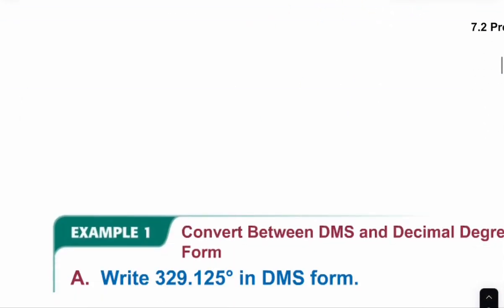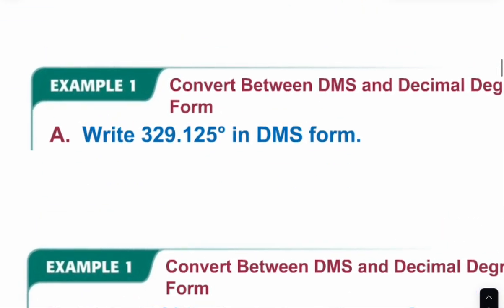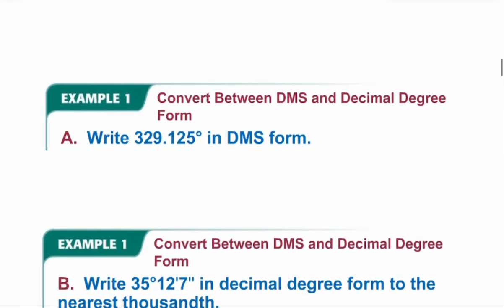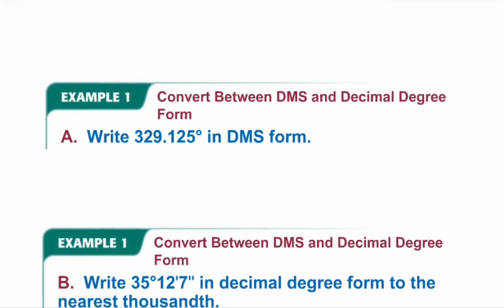So let's look at an example. If we have 329.125 degrees, and we want to put it in degrees, minutes, seconds form. That's what this means. Degrees, minutes, seconds. This is what you're going to do. We know for sure that the whole degrees we have are 329. So we're going to take off the decimal and we're going to multiply it by 60.